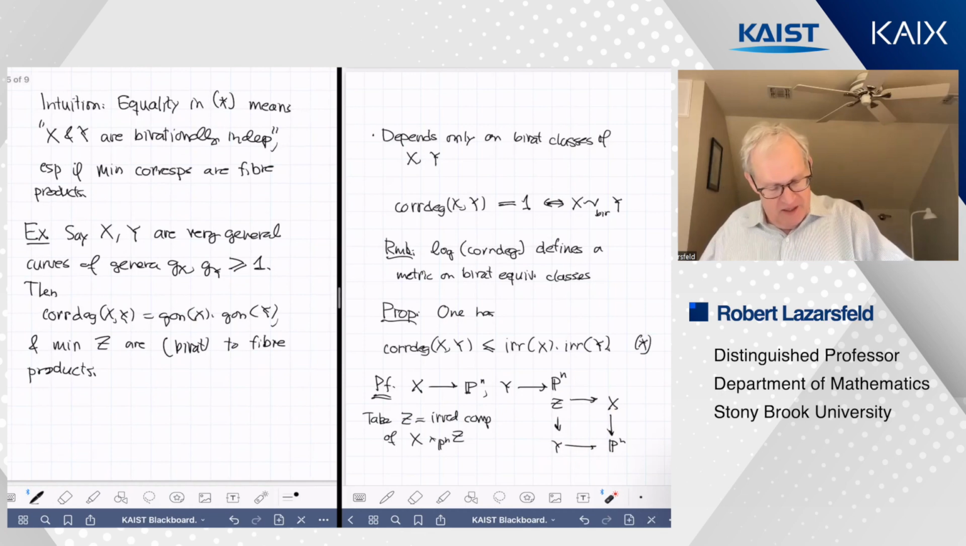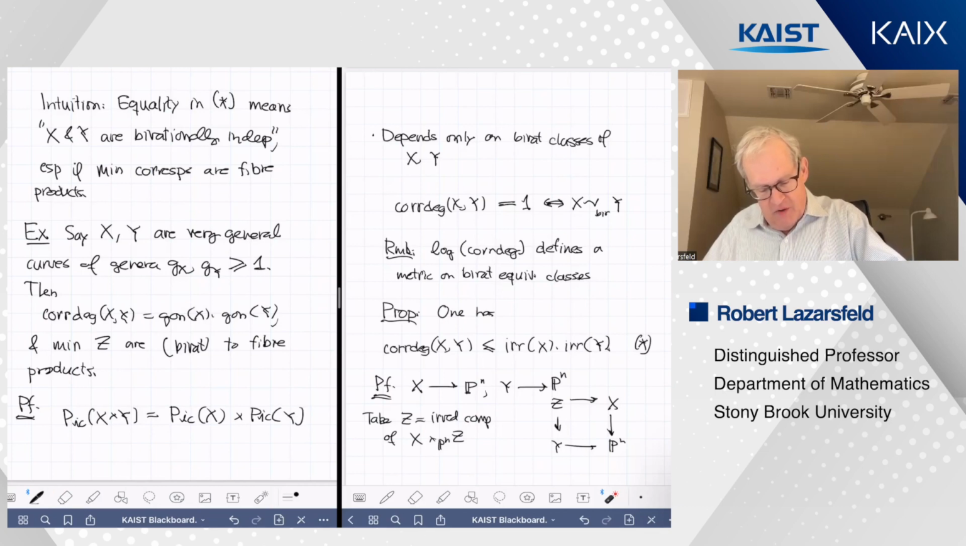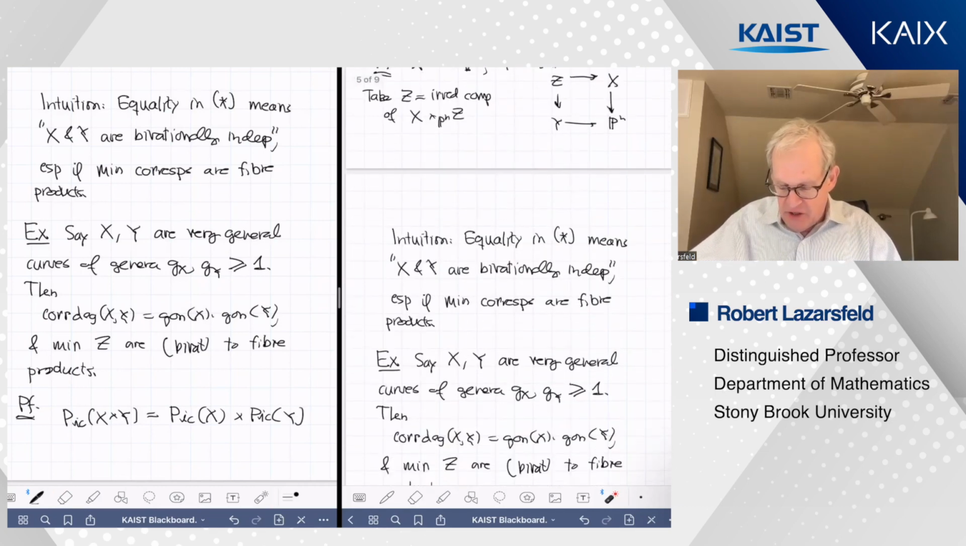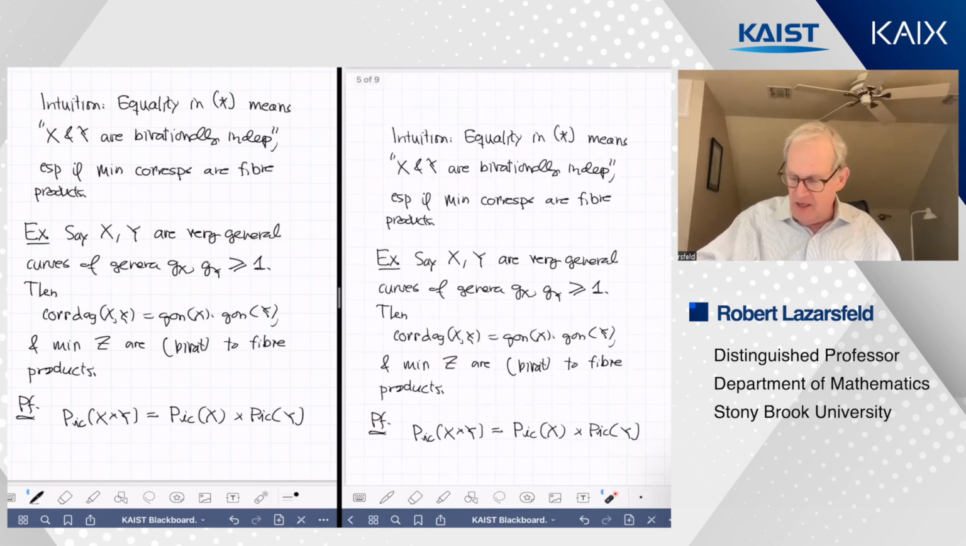And so why is this? This is simple, so let's see why. The point is, and this is how the game always starts, that if you take two general curves of genus at least one, they're, so to speak, Hodge theoretically independent. So the Picard group of x cross y is the Picard group of x cross the Picard group of y. So there are no interesting line bundles on x cross y, just exterior products.